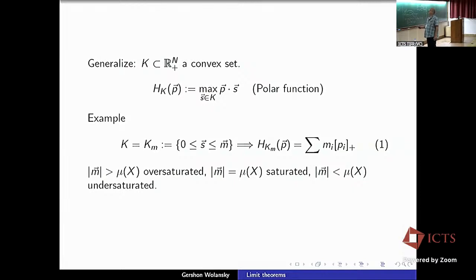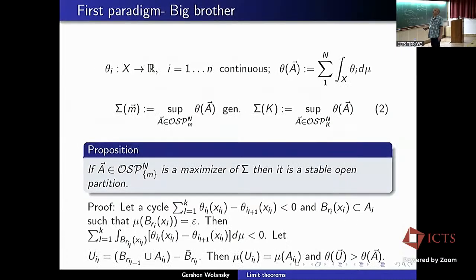So this is the positive part, 0 if Pi is smaller or equal to 0. We can distinguish three cases: where the sum of the masses Mi is more than the mass of the total population, we call it oversaturated. If this is equal, it is saturated, and if it's less, then it's undersaturated. Just terminology. And what we now want to do is to find some stable partition with respect to this theta I.